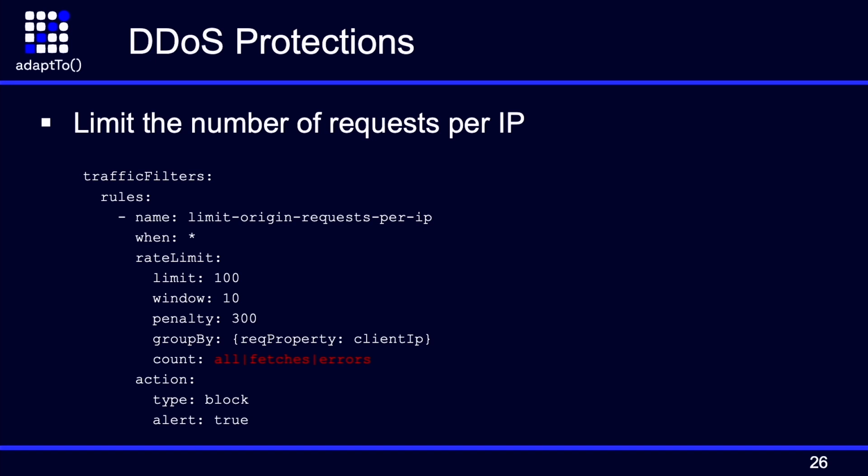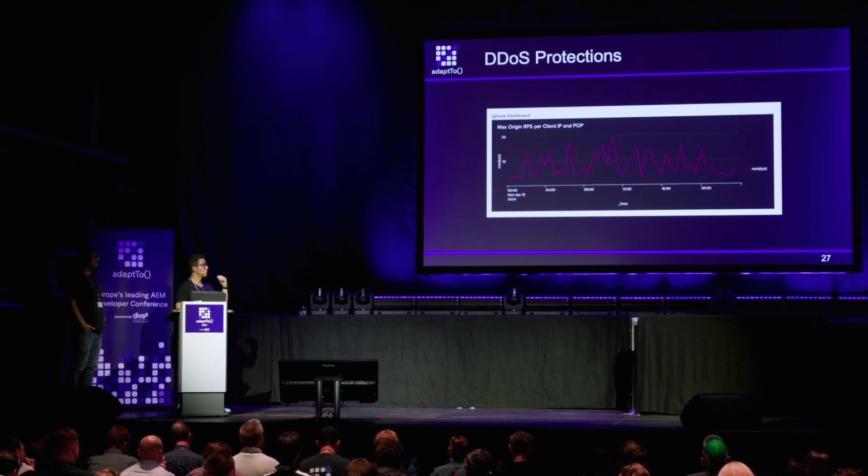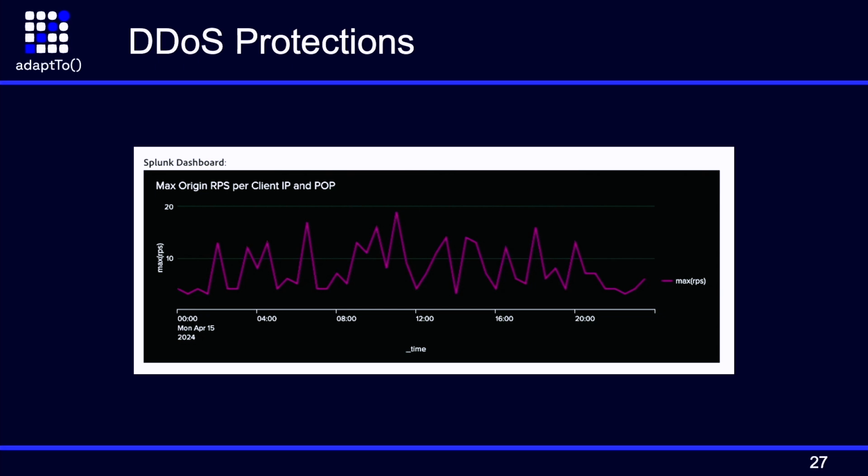In the action, we also have an alert property that, when set to true, will alert you via Action Center and via email when the traffic filter rule gets triggered. A question we also often get is: what should the limit be? To be honest, we don't really know, because it depends so much on your website and on your expectations. But what we recommend is to use a dashboard where we expose the number of requests per IP, the maximum number of requests per IP at the origin, at the CDN, and for errors.